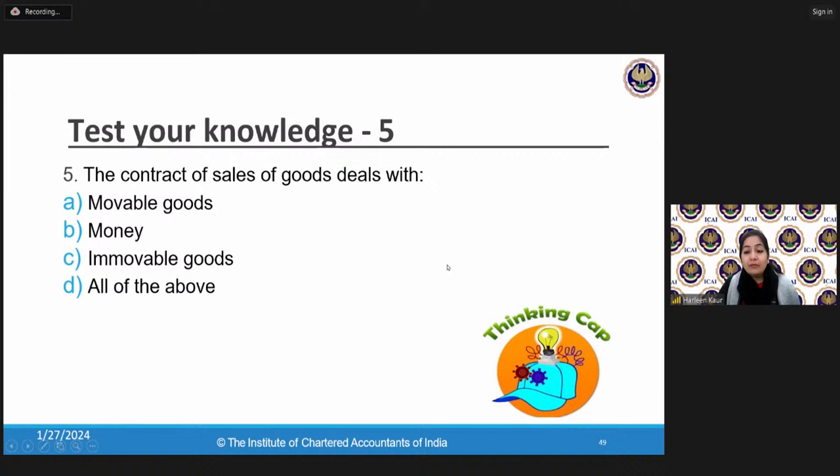Contract of sale of goods deals with movable goods, money, immovable goods, or all of the above. Give me a correct answer for this now.